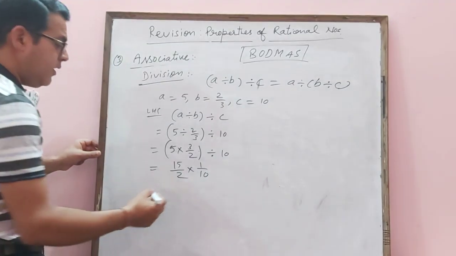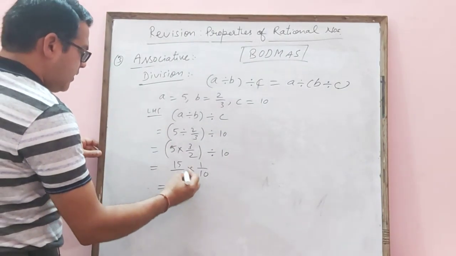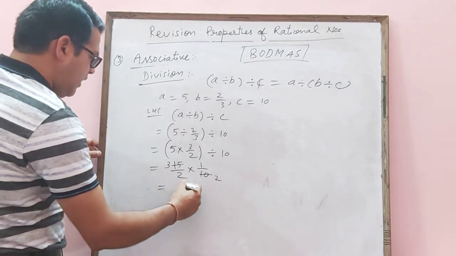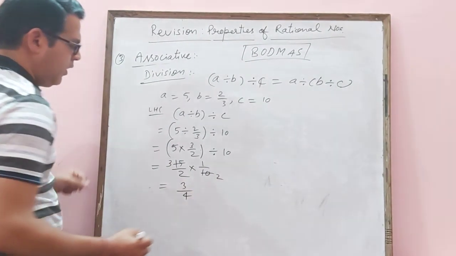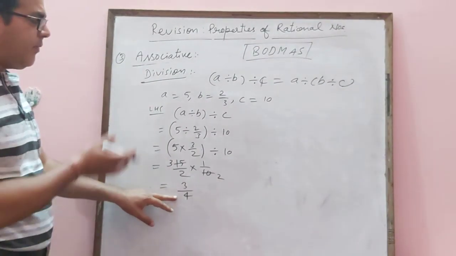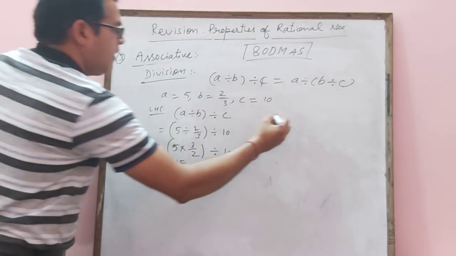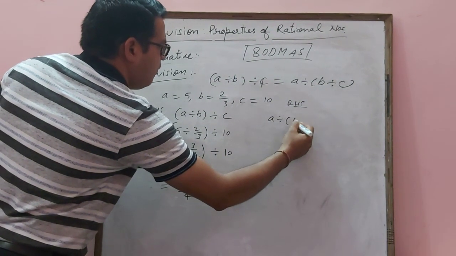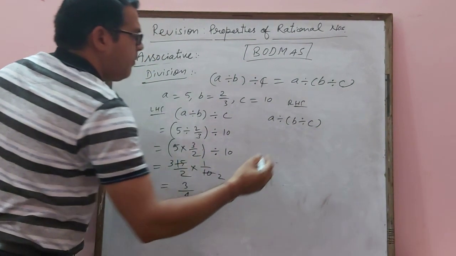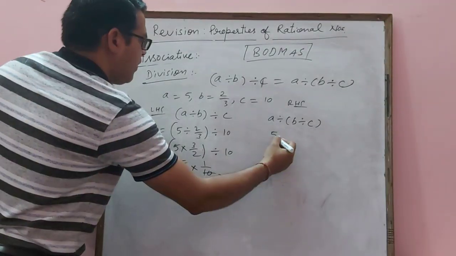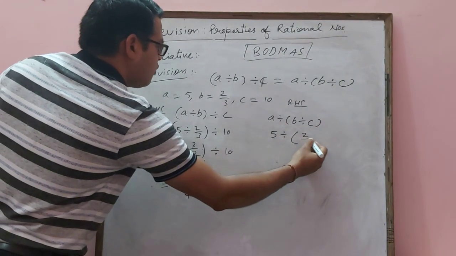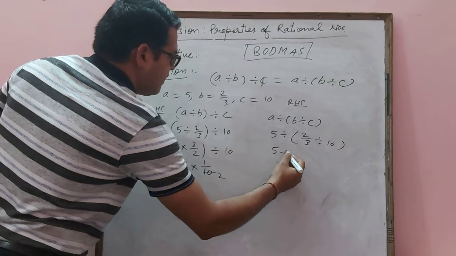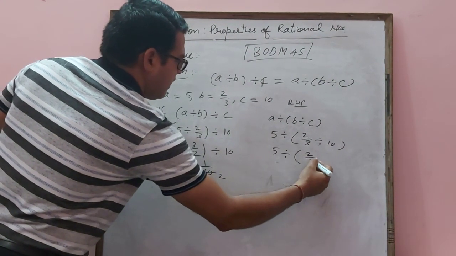Hope you understand. Now 5 2s are 10, we can cut it. So 3 by 2, 2 2s are 4. 3 by 4 we have here after simplification. Now let's check for right hand side. A divided by B divided by C, with the bracket on the other side. A is 5, B is 2 by 3 and C is 10. Let's see what we get here.